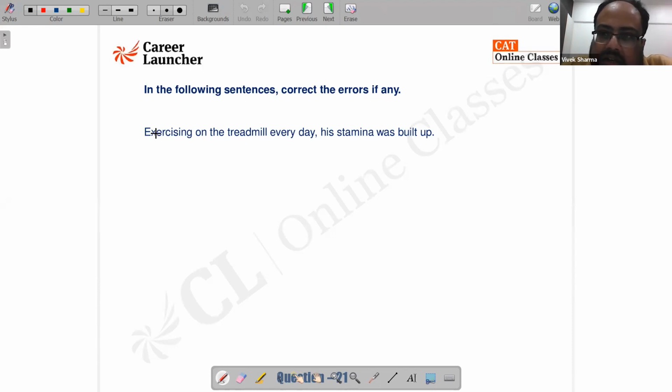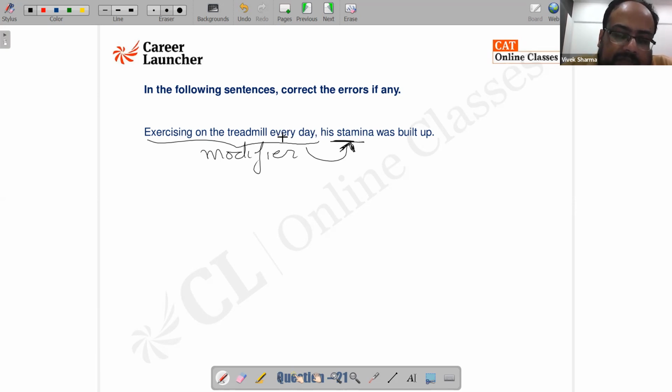The issue is that, Ritik, almost correct. The issue is that exercising on the treadmill every day, this is the modifier. And this is the participle modifier. Why participle modifier? Because it is verb plus ing. Right? This is the modifier. What is it placed next to? It is placed next to his stamina. So this sentence implies that his stamina used to exercise on the treadmill every day. Right? So the stamina was doing the exercising, and that is how it got built up. Whereas it could not have been his stamina that was exercising every day. It was he who was exercising every day.